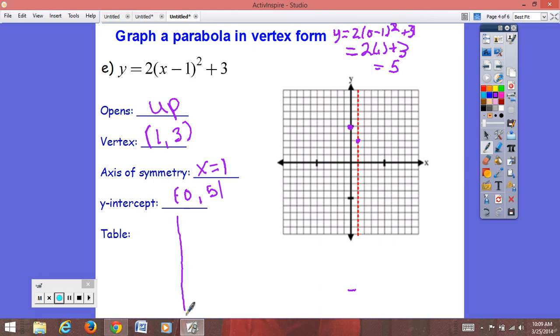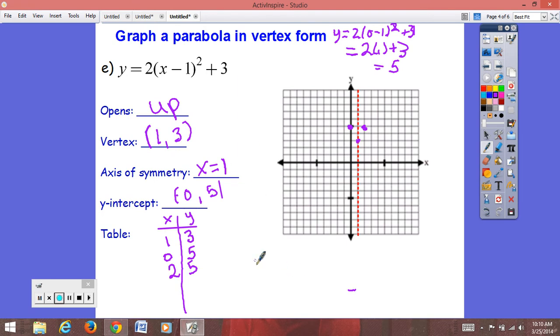Make our table, x and y, 1, 3, 0, 5. Let's try those y values again. 1, 3, 0, 5. So then we can go ahead and flip that over our axis of symmetry. So we have the point 2, 5. And we just need one more to graph this.